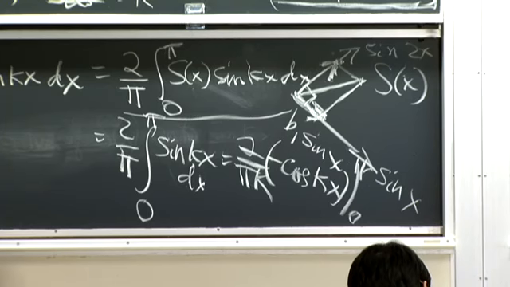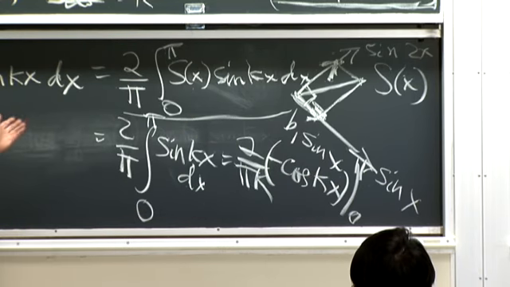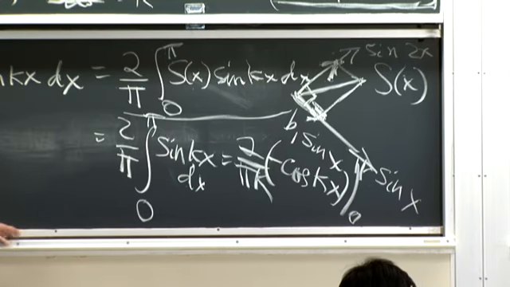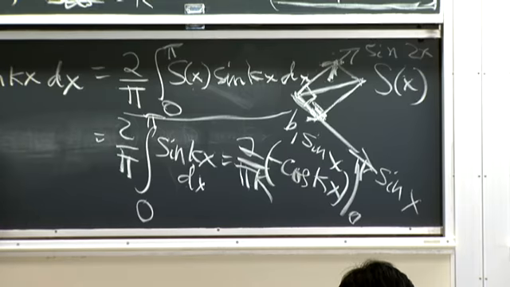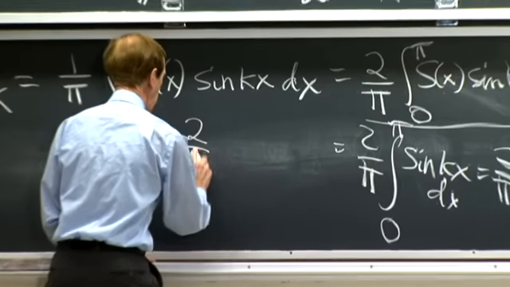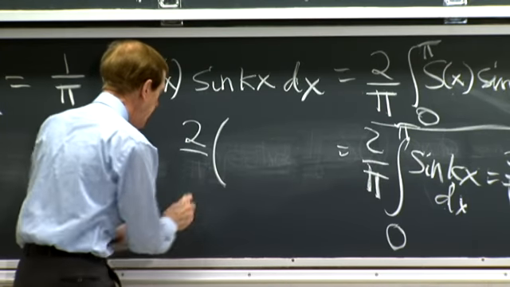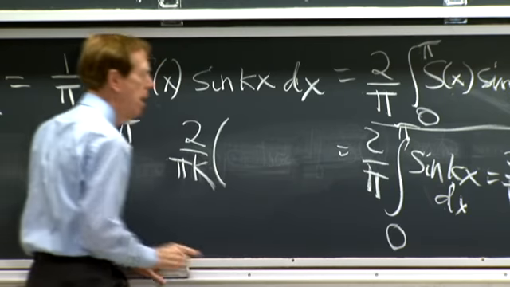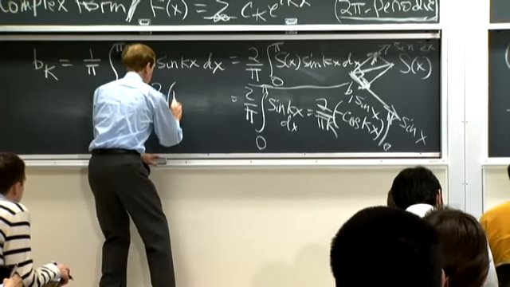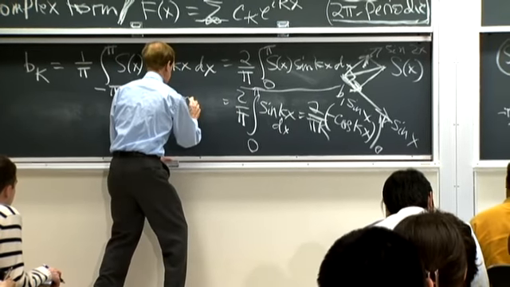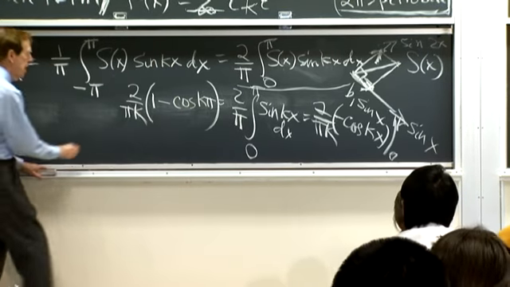All right, now I've got a little calculation to do. I have to figure out what is cosine kx. At 0, no problem, it's 1. And at the other point, at x equal pi. So what am I getting then? I'm getting 2 over pi k. All important, pi k. With that minus sign, I'll evaluate it at x equals 0. I have 1 minus whatever I get at the top, cosine of k pi. That's bk.